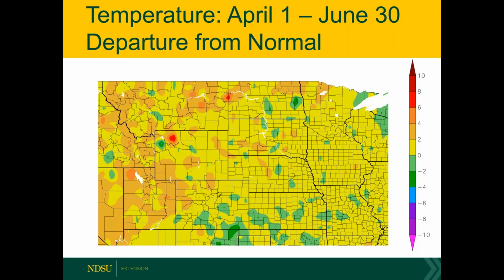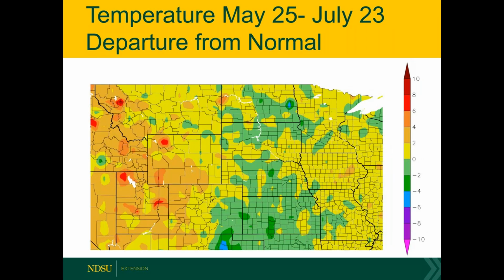Temperature departures from normal for April 1st through June 30th. We're a little bit warmer, but not too much. What has me concerned, or we've seen impacts of on the agricultural side, is the eastern side of the basin. We actually are behind in growing degree days because we've been cooler than normal during that time when our crops really need to accumulate those growing degree days to grow.